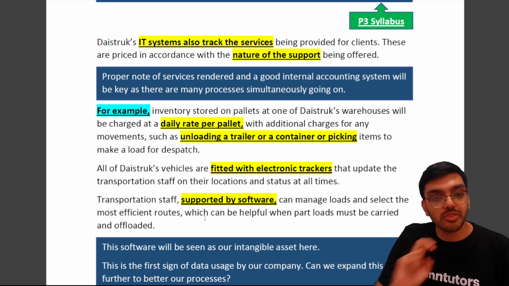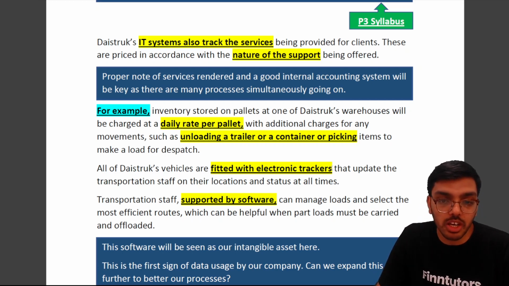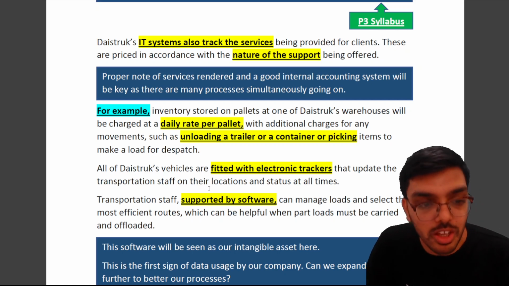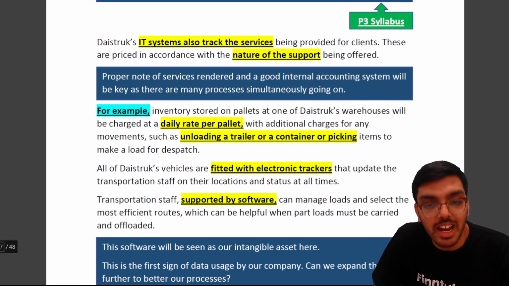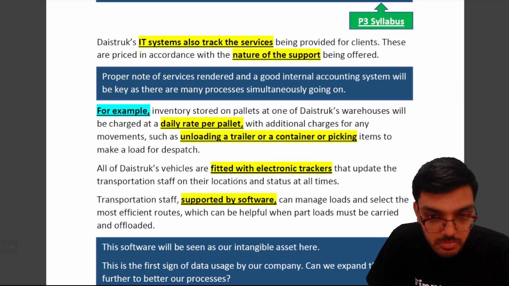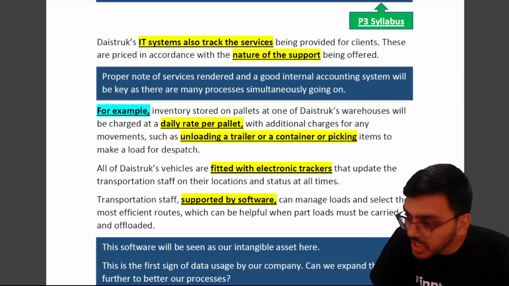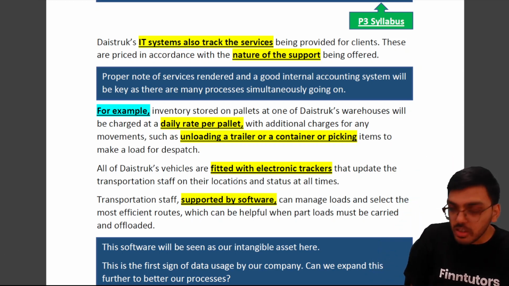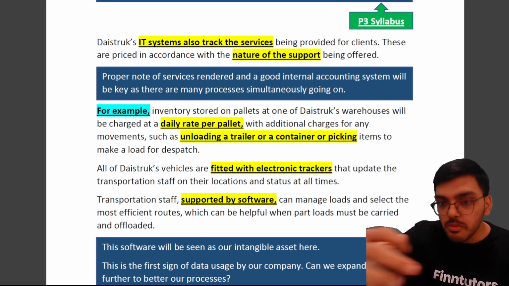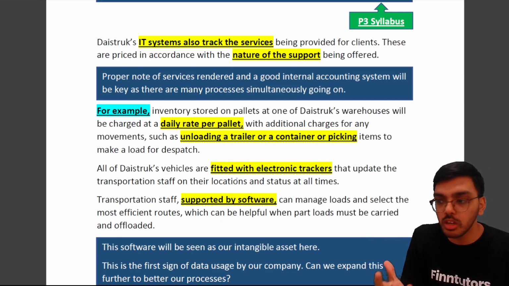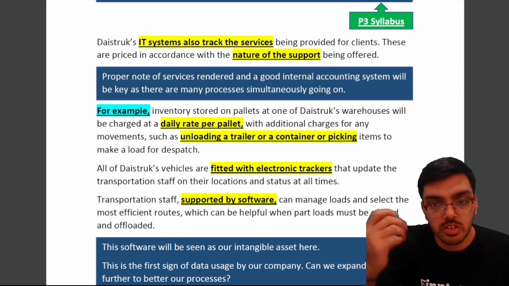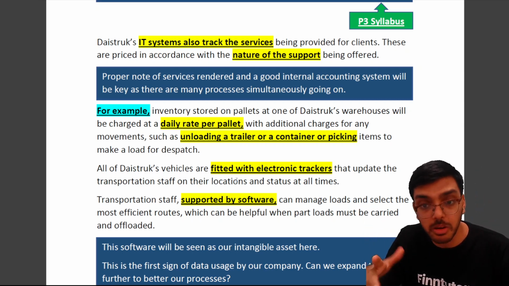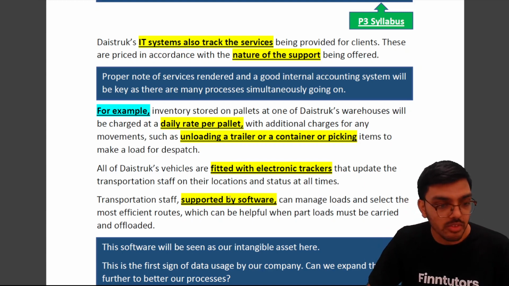So all of Daistruk's vehicles are fitted with electronic trackers that update the transportation staff on their locations and status at all times. So these electronic trackers are fitted, yes, but are we gathering this information? Are we using this information to derive meaningful correlations? We have spoken about this in the big data analysis part, but our business is not doing that as of now.